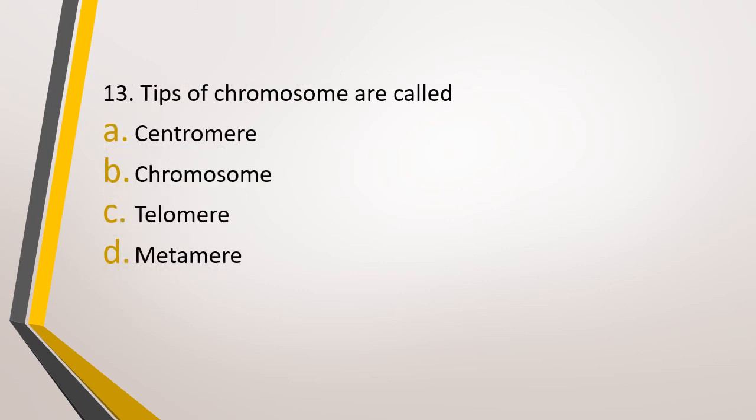Question number 13. Tips of chromosomes are called option A, centromere, option B, chromosome, option C, telomere, option D, metamere. Tips of chromosomes are called. The correct answer is option C, telomere.